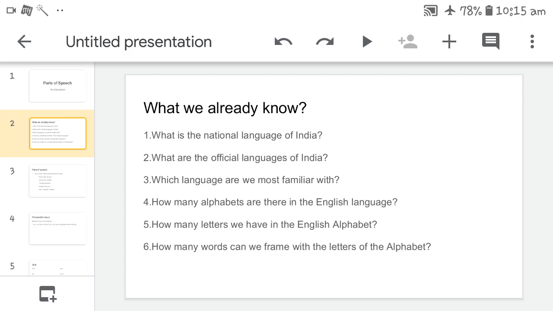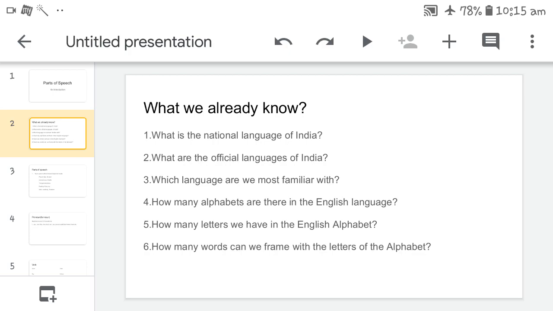We all know that there is no national language for India. Then what are the official languages of India? The answer is Hindi and English. In those two languages, which language are we most familiar with? The answer is most obvious, it is English.